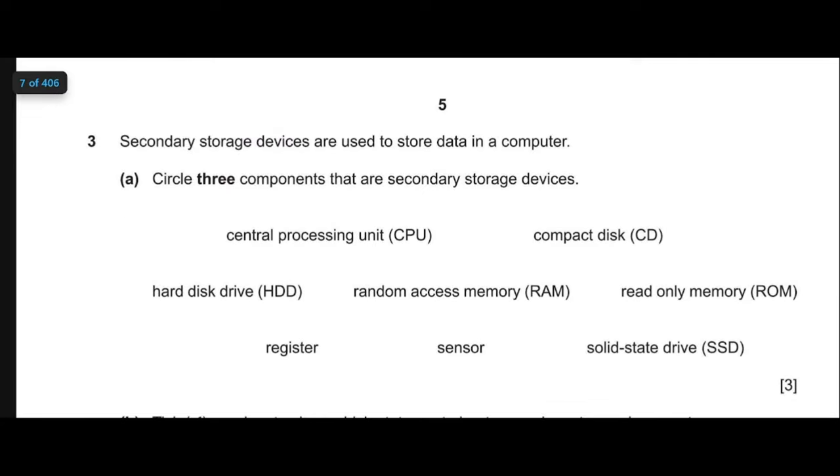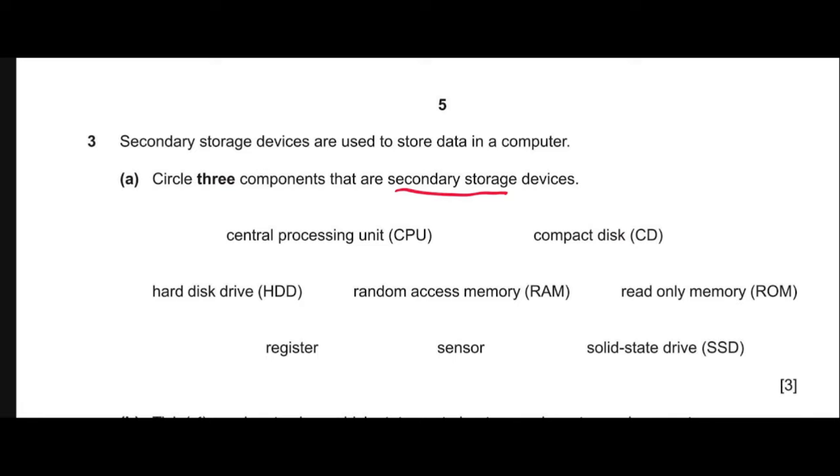Next one, circle three components that are secondary storage devices. So let's first get the definition. Primary storage is the storage that is directly accessed by the CPU, for example, RAM, ROM, okay? And the secondary storage is storage devices that are not directly accessed by the CPU.